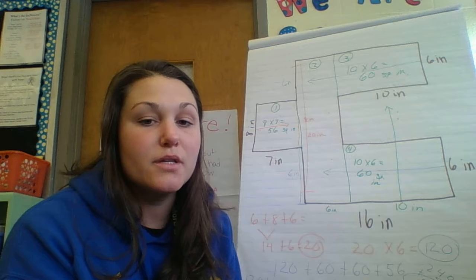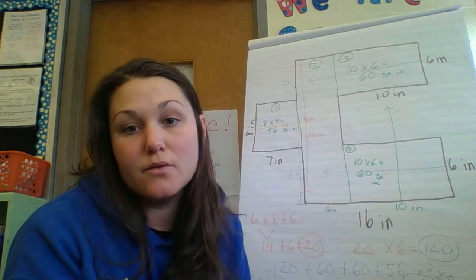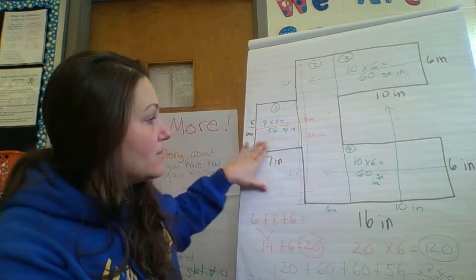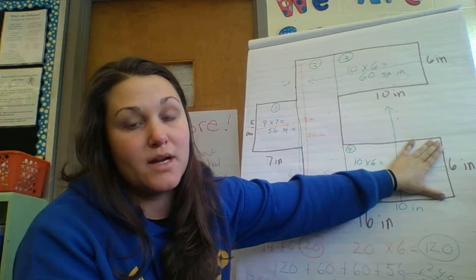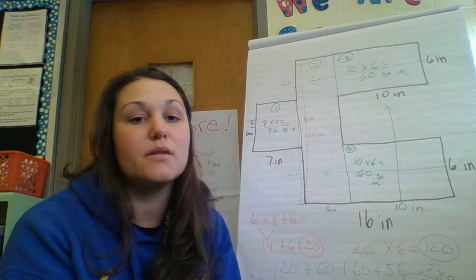So take a minute. You can always rewatch this video and go through to solve these problems again, and then you can flip it over and try those two on the back and see how it goes. Remember, when we have complex figures, we want to break them down into simple regular rectangles or squares, and then use area equals length times width to solve for our area.